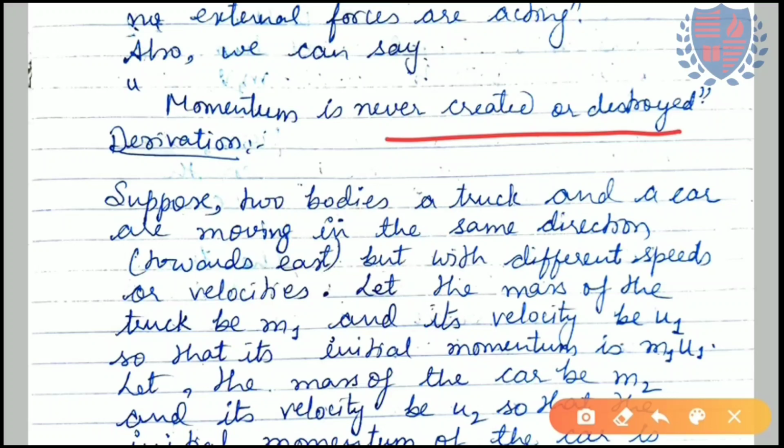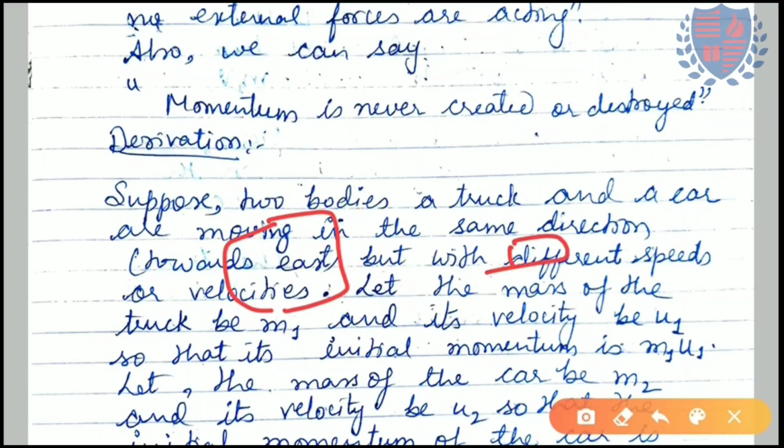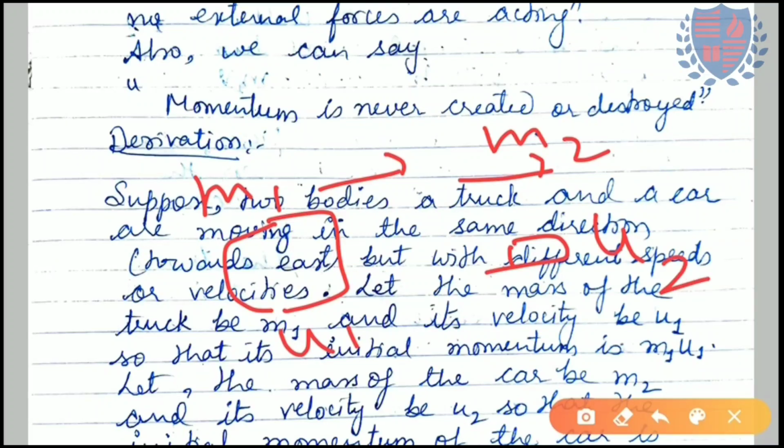Now let us consider a case. Suppose two bodies, a bigger truck and a smaller car, are moving in the same direction, but with different speeds or velocities. Let the mass of the truck be m1, mass of the car be m2, initial velocity of the truck be u1, initial velocity of the car be u2, final velocity of the truck be v1 and final velocity of the car be v2.